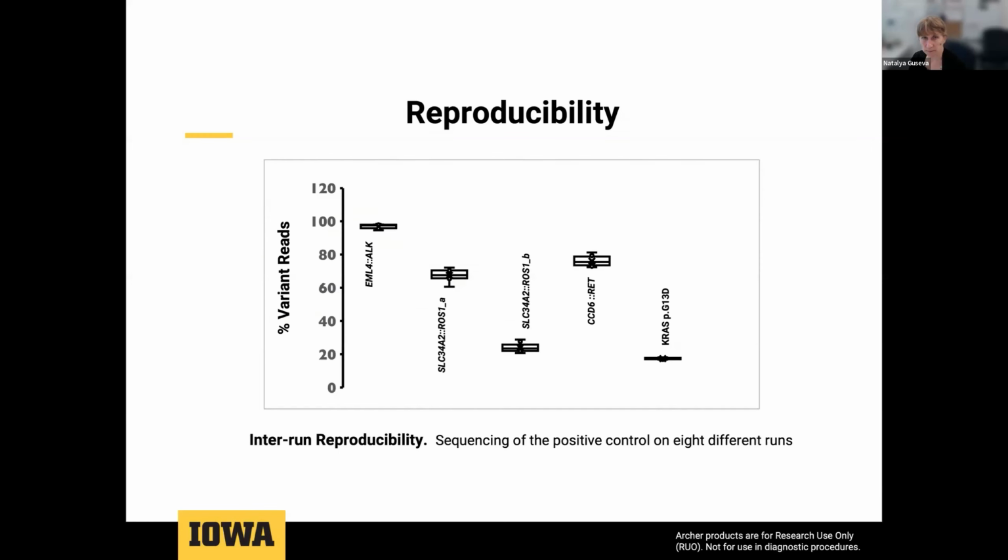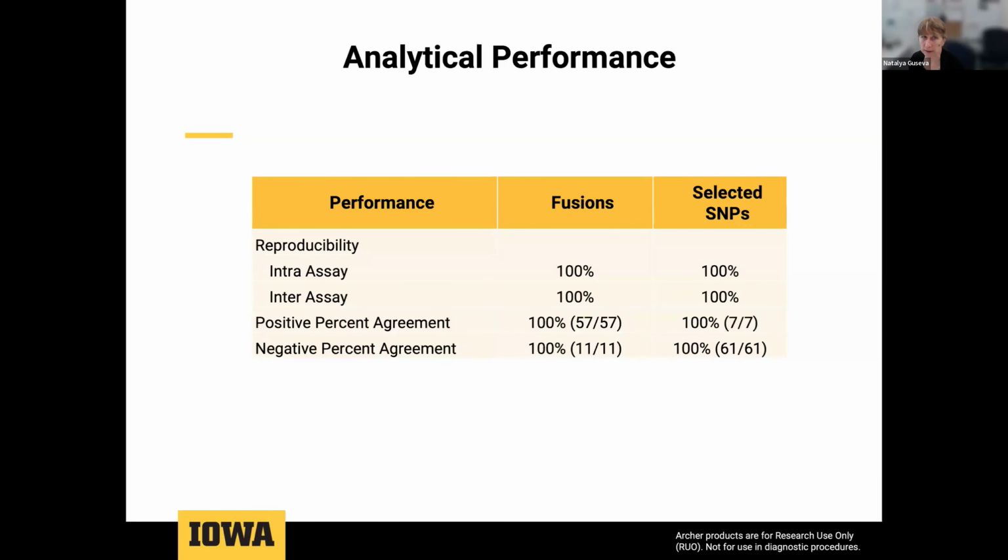This was 100% in agreement for intra-assay reproducibility and inter-assay reproducibility, and we also had 100% concordance with our positive samples previously detected or confirmed, and negative samples were negative.